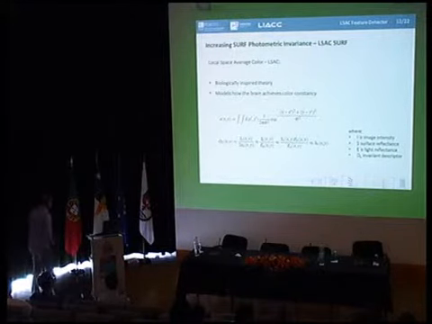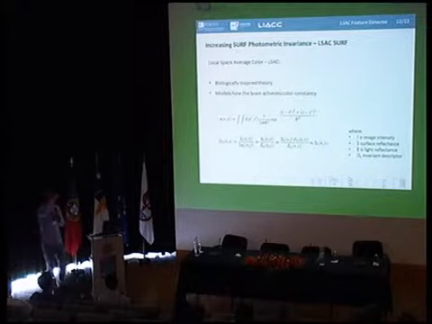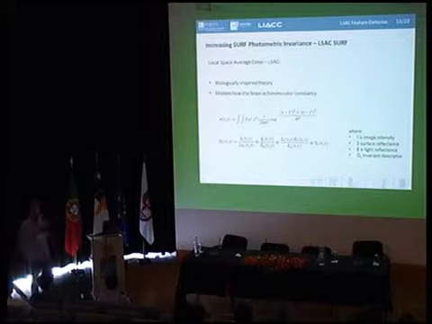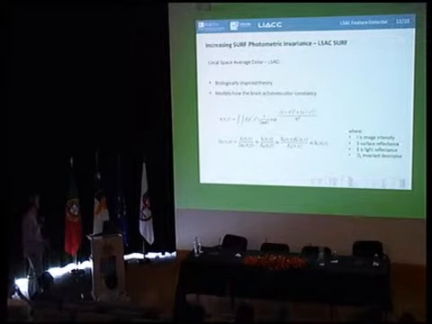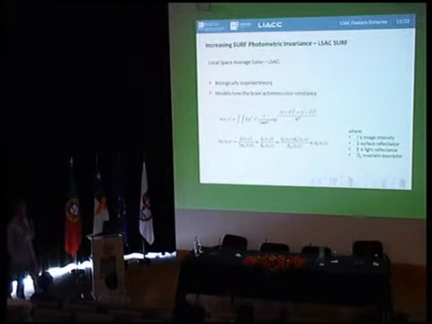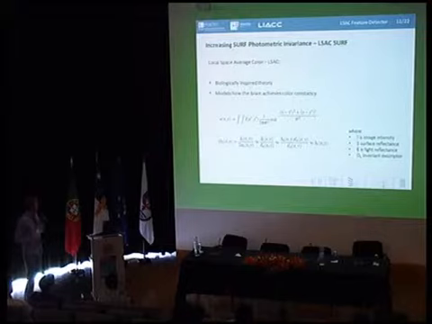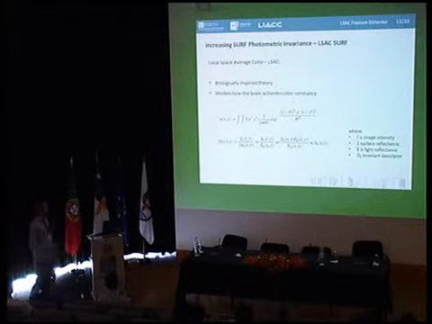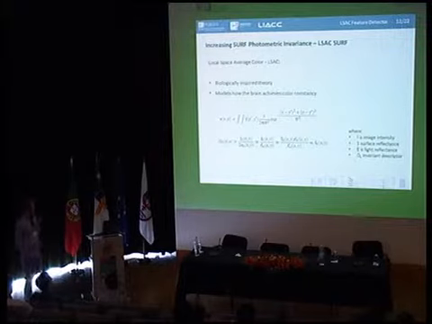Now that we modeled the photometric variations, we designed a methodology to eliminate the effects of alpha in the SURF response. For that, we took advantage of the local space average color. What is the local space average color? It is a biologically inspired theory designed by Ebner, which models how the brain achieves color constancy.